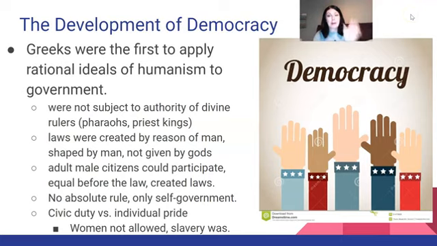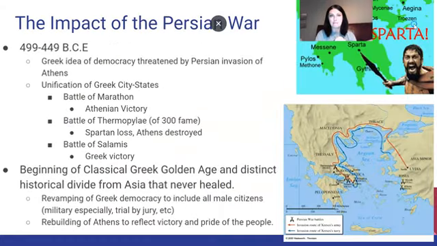Demos, Kratos, power by the people. Demos is people, Kratos is power, all right? And it's all about what's good for the city, not necessarily the individual, but what's good for everybody together.